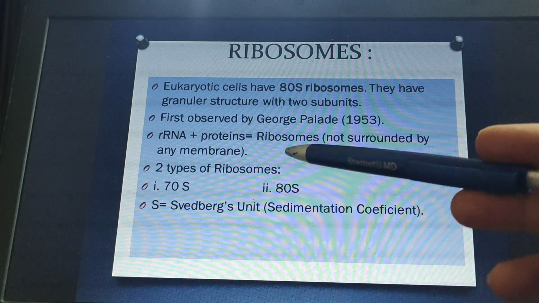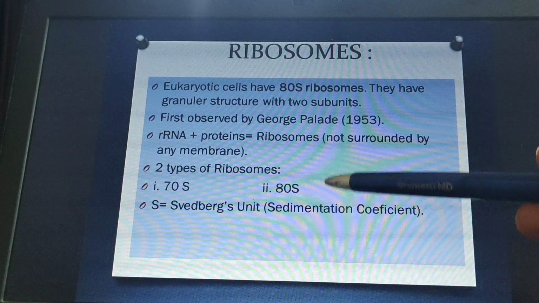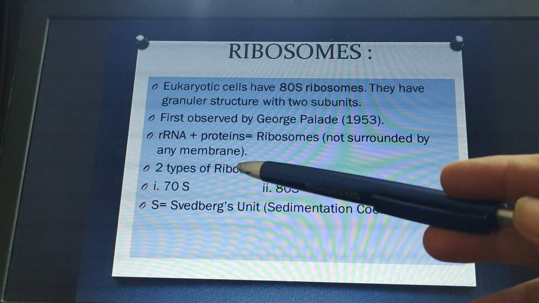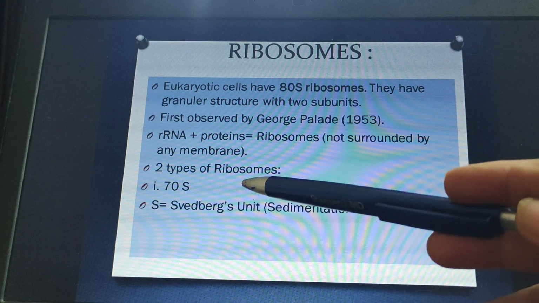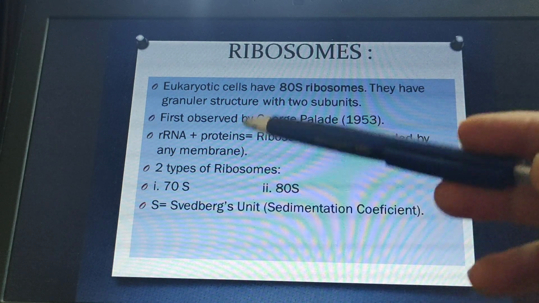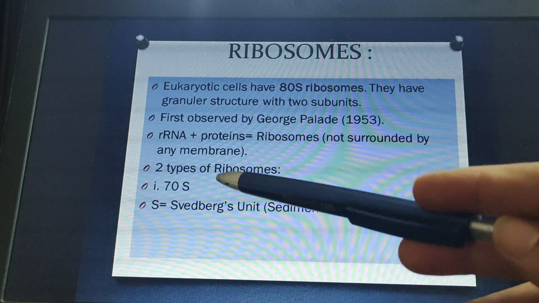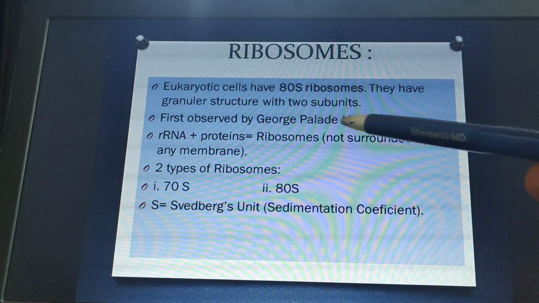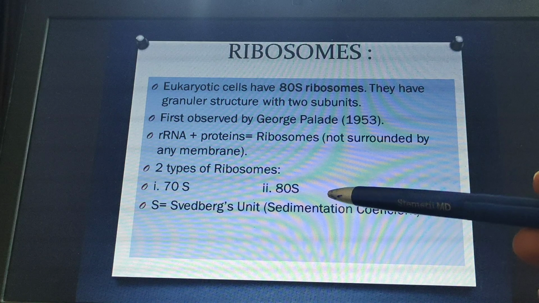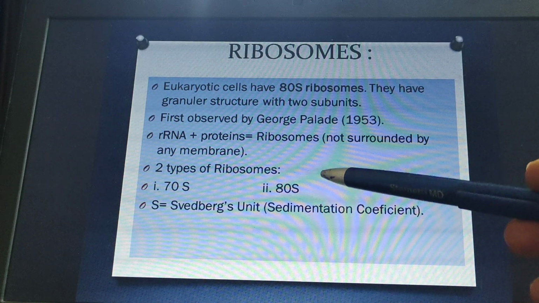There are two types of ribosomes, 70S and 80S. The 70S is found in prokaryotes, and in certain cell organelles like chloroplast and mitochondria, whereas the eukaryotic cells have the 80S type of ribosomes.